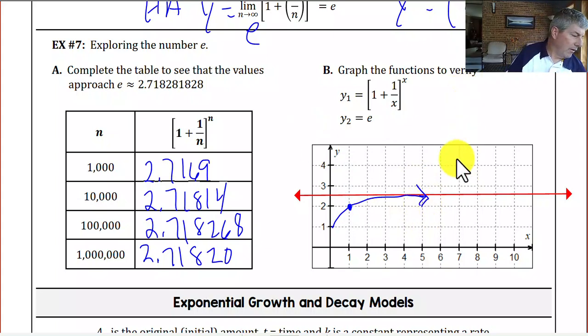There's our introduction to finding an exponential equation using our graphing calculator and the irrational number e, and we'll get some more practice with this when I see you in class.